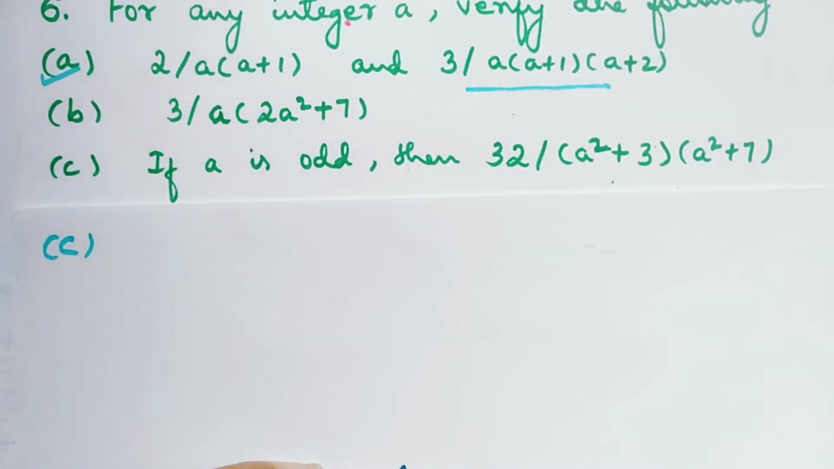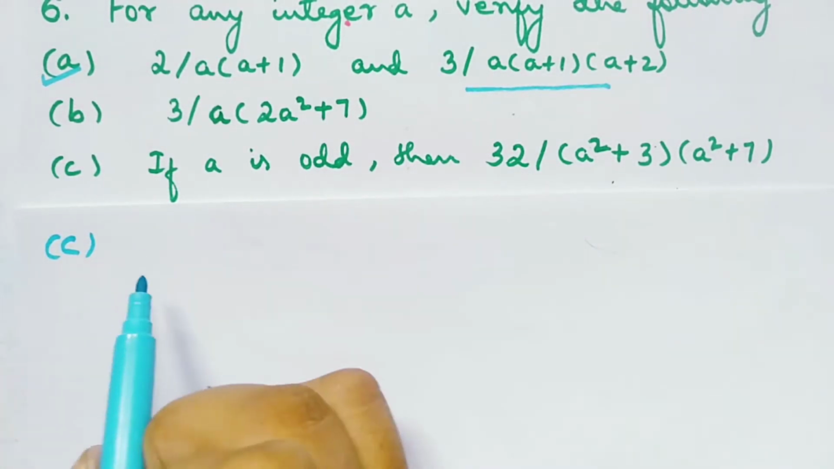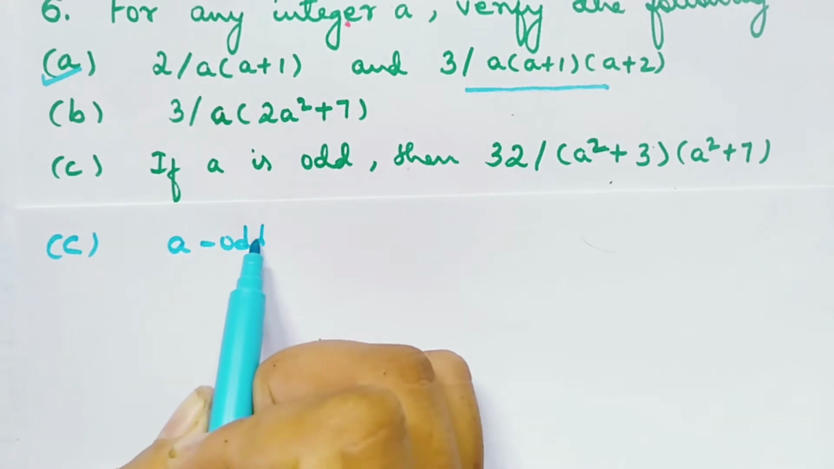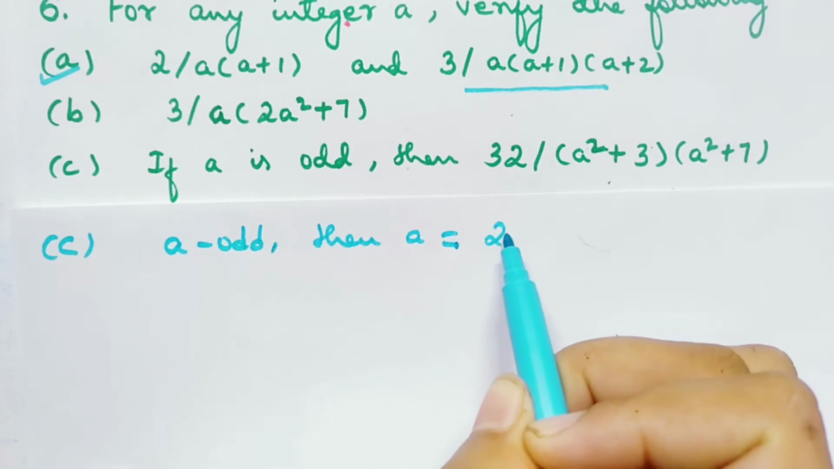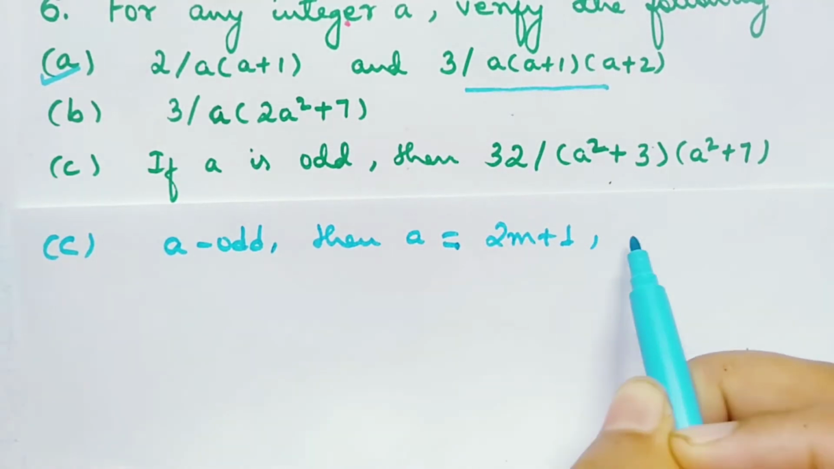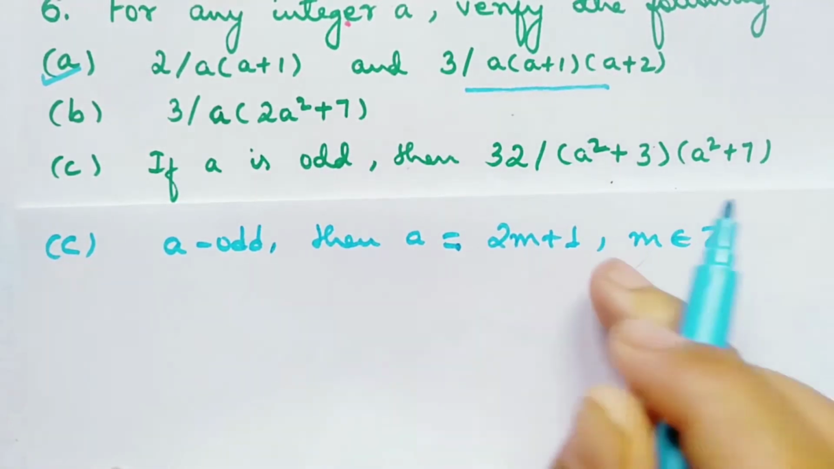In this video, I'm going to continue with question number 6, C, problems 2.3 from Elementary Number Theory by D.M. Burton. In question number C, we have: if a is odd, then we have to verify that 32 divides (a² + 3)(a² + 7). If a is odd, then a is of the form 2m + 1, where m is an integer.